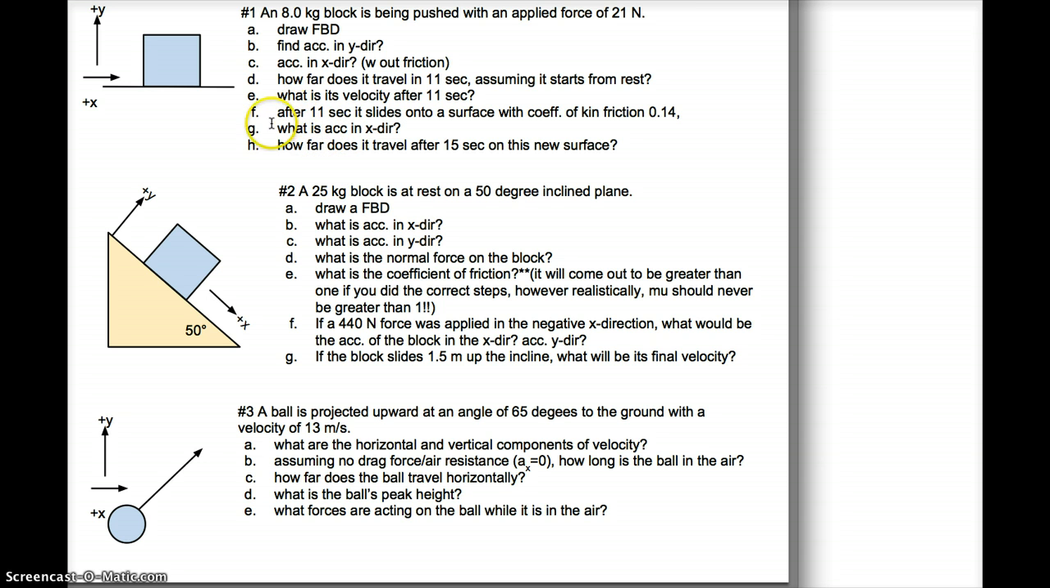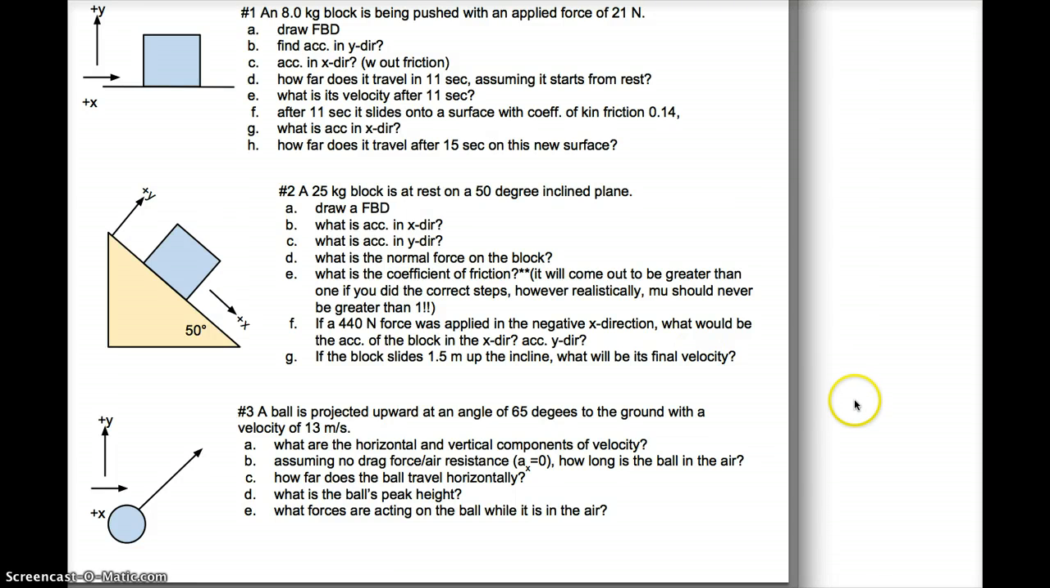Part F and G. There's a little bit of a typo going on there. After 11 seconds, it slides onto a surface with coefficient of kinetic friction of 0.14. What is the acceleration in the x direction? So introducing a rough surface, some kind of surface that isn't frictionless, means that now the net force in the x direction has to include a force of friction, and the direction of that force of friction, as I mentioned, is opposing the motion.